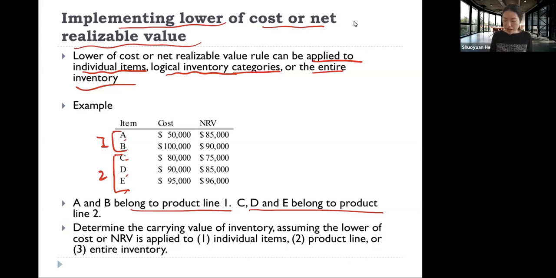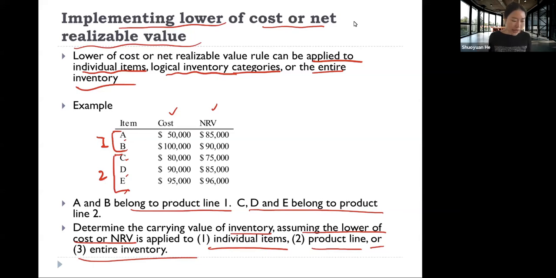Determine the carrying value of the inventory, assuming the lower of cost or net realizable value is applied to individual items, product line, or entire inventory. So how do we do this? We're actually going to get different lower of cost or net realizable values. So we know the cost for different individual items. We know the net realizable value. And how we apply this rule can result in totally different numbers.